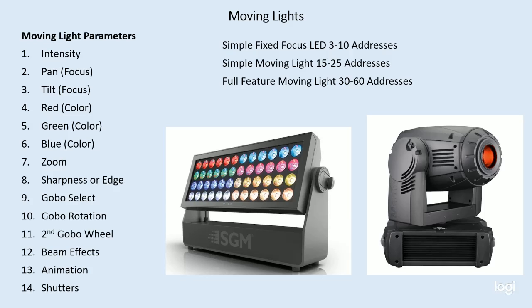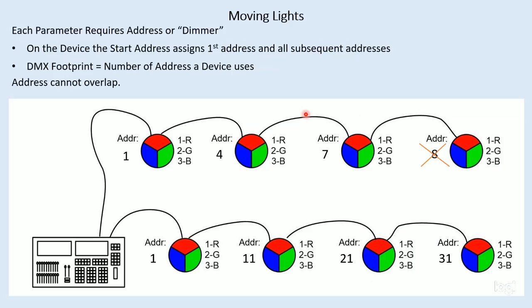So, talking about moving lights and moving light addresses and how many addresses they need, we said that even a simple moving light might take 15 to 25 addresses. Let's look at a simple moving light system and how it might get connected. If each parameter requires an address or a dimmer, let's look at our little example down here.